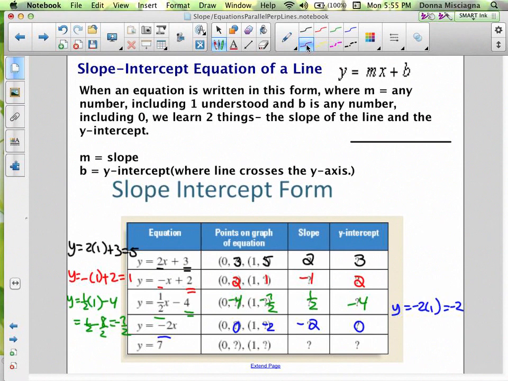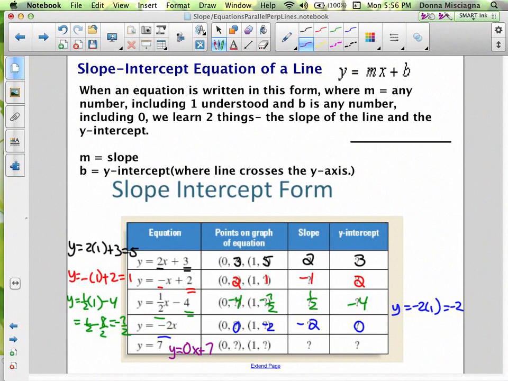Well, what could it be? Is it 7? Well, it's not 7. What could it be? Well, I'm going to write this equation another way. What if I wrote it as y equals 0x plus 7? Is that the same as y equals 7? Well, 0 times anything is just 0, and 7 plus 0 is just 7. So y equals 7 and y equals 0x plus 7 are the exact same things.